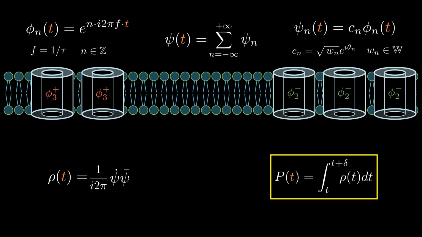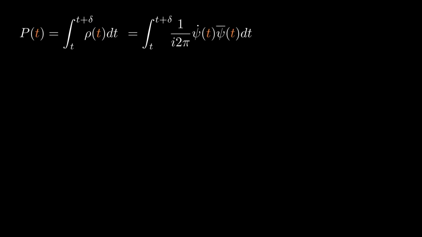Here is where some calculus tricks come in handy. If we have a density function for some quantity, we can integrate the area under the curve to compute the sum. Let's find out what we get if we integrate the density function ρ for a time interval delta at a specific time t. We will use the first formula. ρ equals 1 over i2π times the product of the derivative of psi and the conjugate of psi.